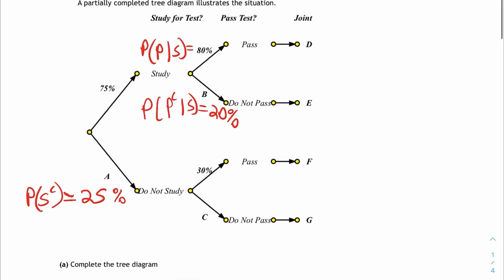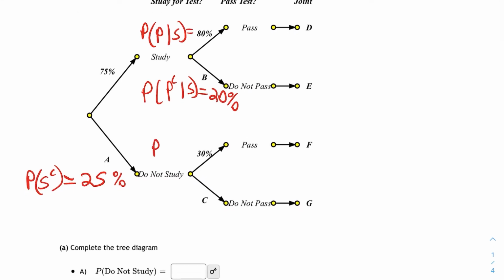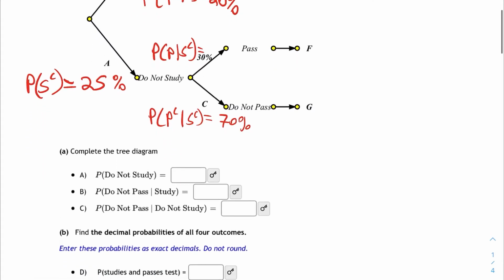Well, it says 30% of them that did not study passed. So this is the probability of passing given that you did not study, the complement of studying. And then down here we're going to do the probability of not passing given that you did not study. And that's equal to the complement of this one. So since that's 30%, this one has to be the complement, 100% minus 30%, 70%. So that's how you fill out these first couple here.